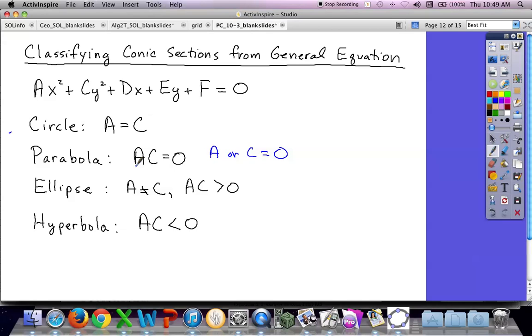Okay, for an ellipse, actually what the book says, they don't say that part right there. They just say this part. A times C is greater than 0. Well, if you multiply two numbers together and get a positive number, that means both of the numbers are positive or both are negative. They have the same sign. That's what they're trying to tell you. Now, it can't be this case. It can't be that A equals C. It's got to be they're not equal, but they have the same sign.